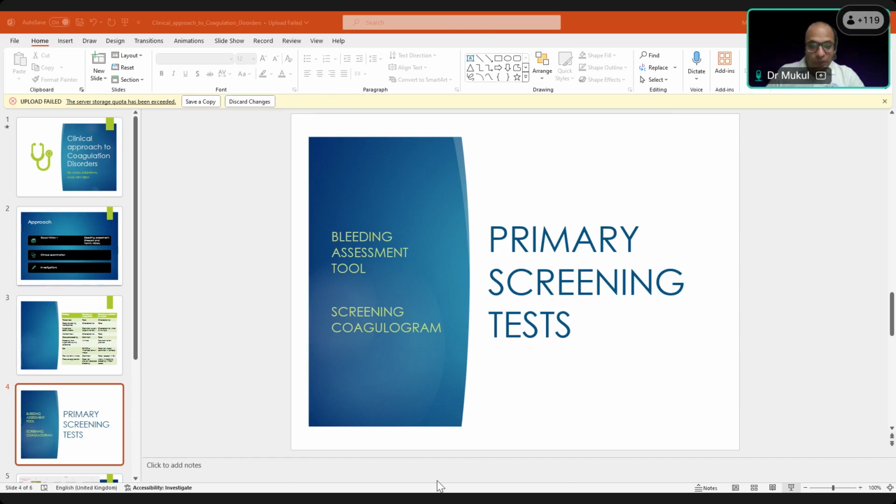And for CNS bleeding, the scoring starts from a score of 3. So most of these patients will require some kind of intervention if they have a severe bleed. A CNS bleed is usually considered a severe bleed in all cases.